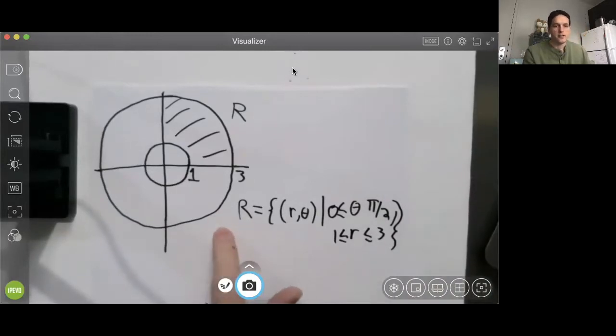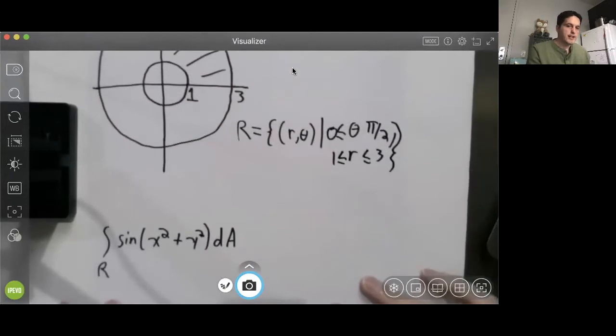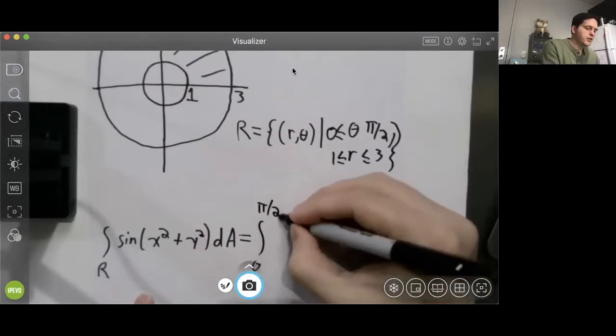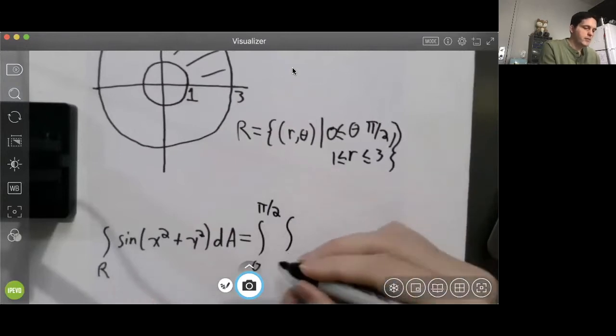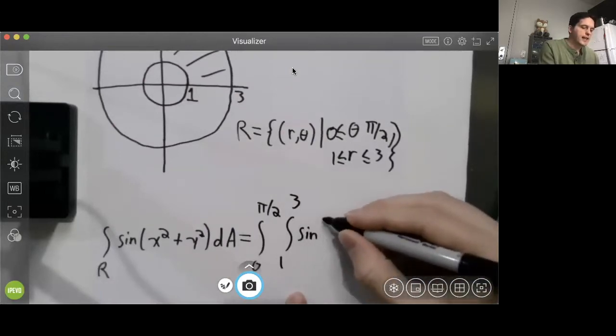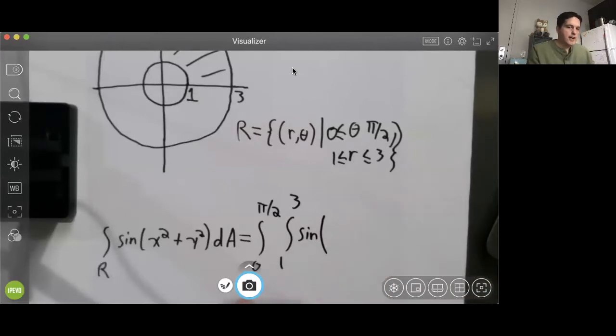This is a polar rectangle, and the integral that we want to evaluate is the integral of this function, sine of x squared plus y squared dA. Now, according to our formula for computing double integrals using polar coordinates, this is equal to the integral from 0 to pi over 2 of the integral from 1 to 3 of sine of, and now x is going to get replaced with r cosine theta, and y is going to get replaced with r sine of theta.